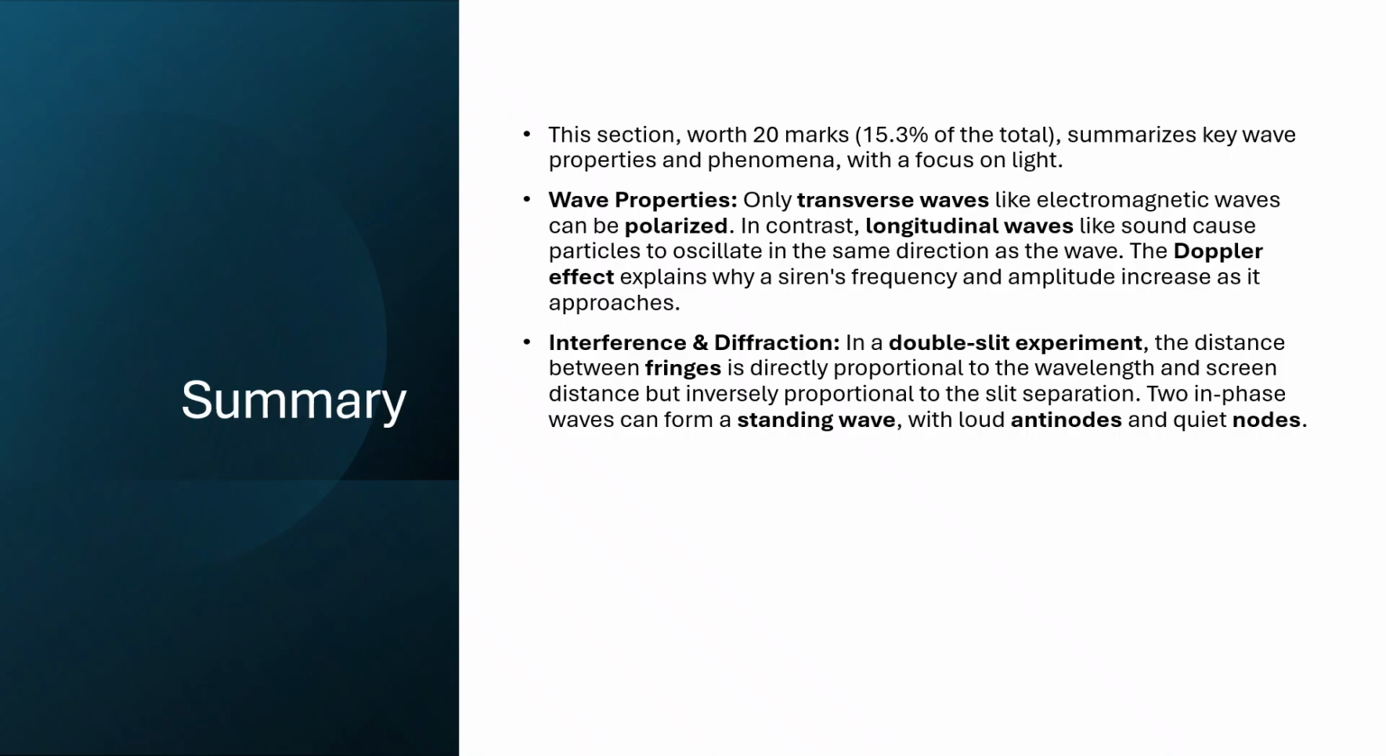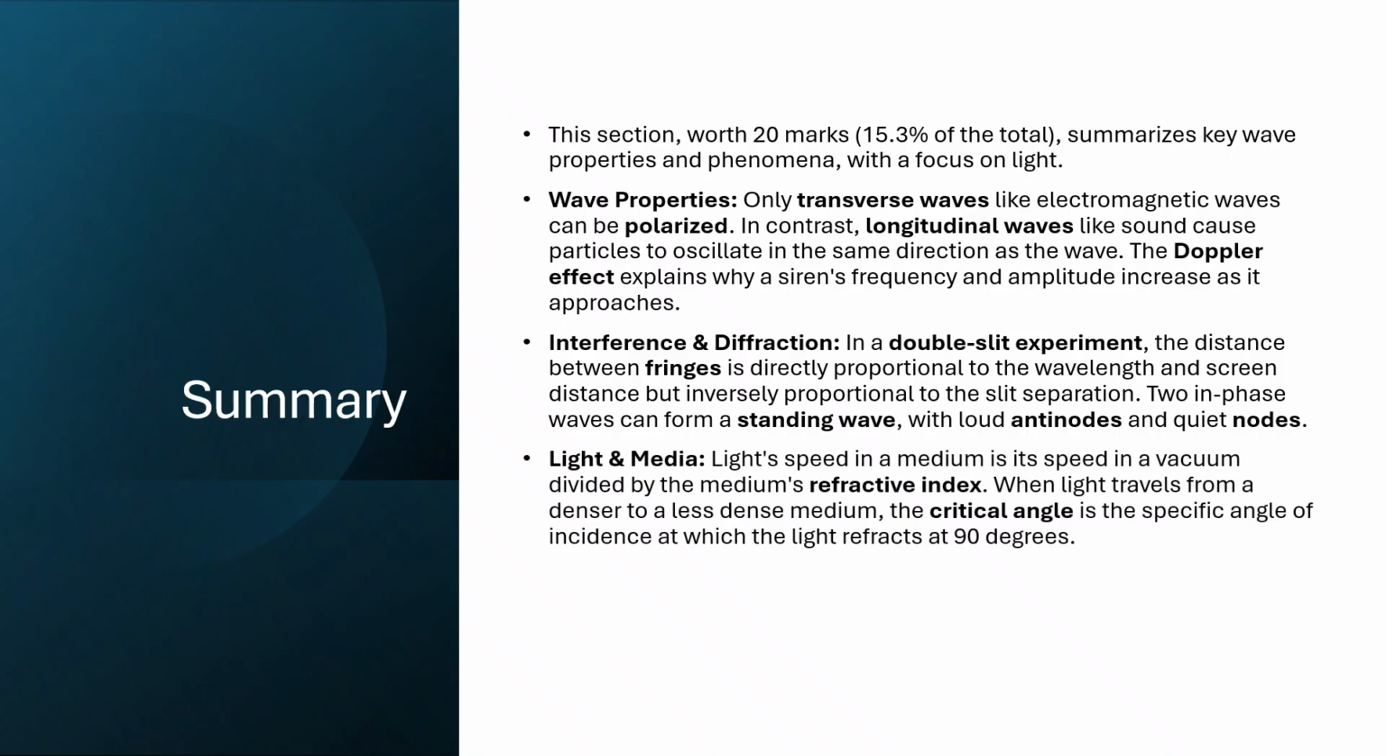Interference and diffraction: in a double-slit experiment, the distance between fringes is directly proportional to the wavelength and screen distance, but inversely proportional to the slit separation. Two in-phase waves can form a standing wave, with loud antinodes and quiet nodes.